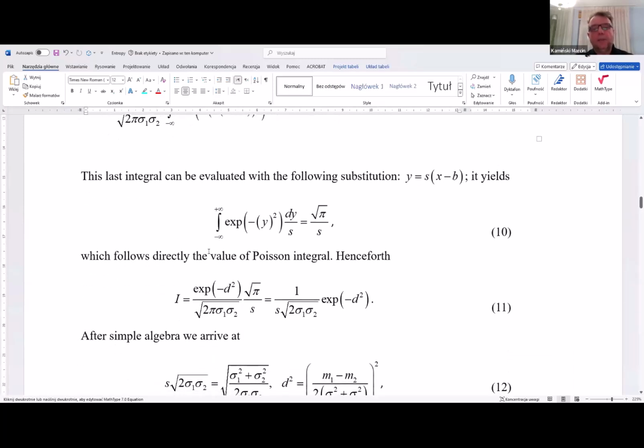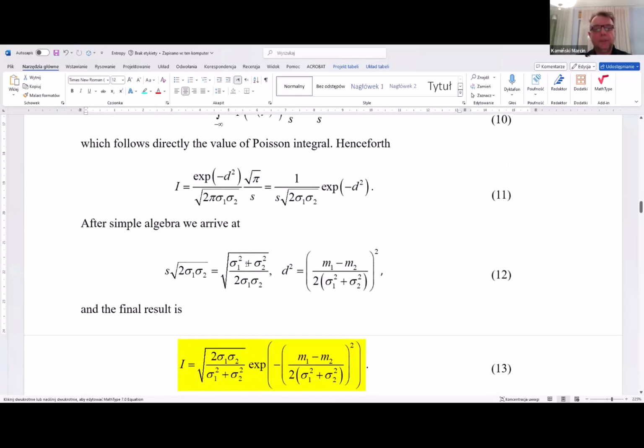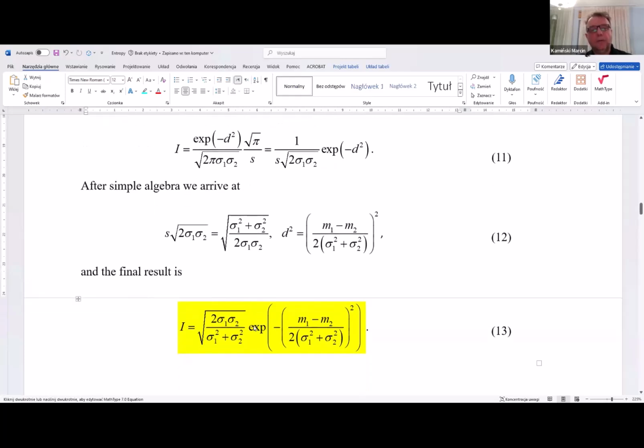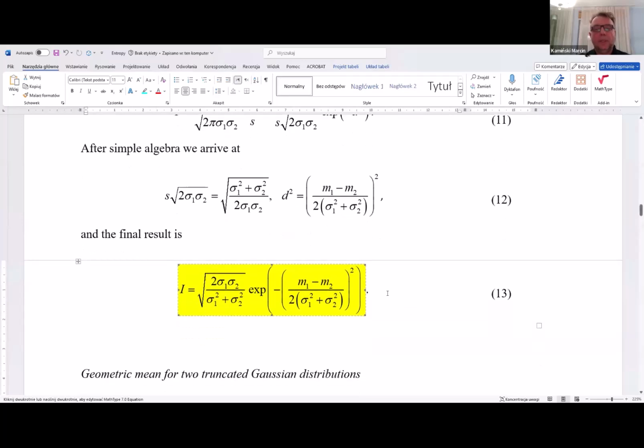So the last integral may be transformed to a Poisson integral. After simple algebra, we can arrive at the following expression. This expression is rather simple, elegant, and can be implemented in the Maple system as part of the statistics library. Nevertheless, as I said at the very beginning, this is not quite straightforward, and I think building an entire library for probabilistic distance between different distributions may be rather hard.